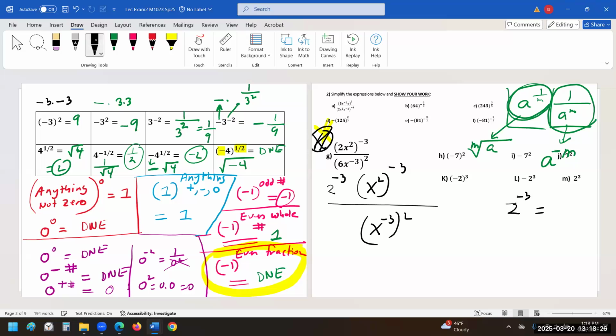Is 2 to the negative 3 negative 8? Is it? How would you even think that? Negative power, how can it give you a negative number? Negative power means a fraction, not a negative number. So if you knew your rule correctly, why are you telling me this negative 8?